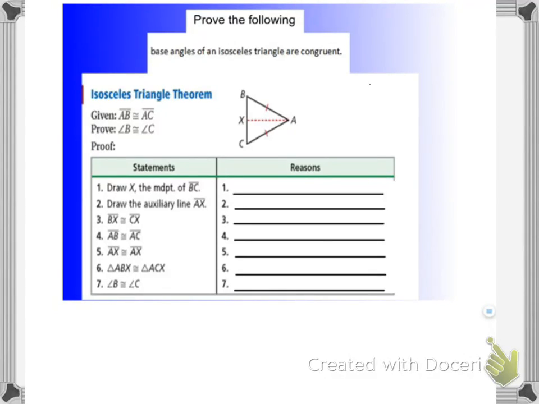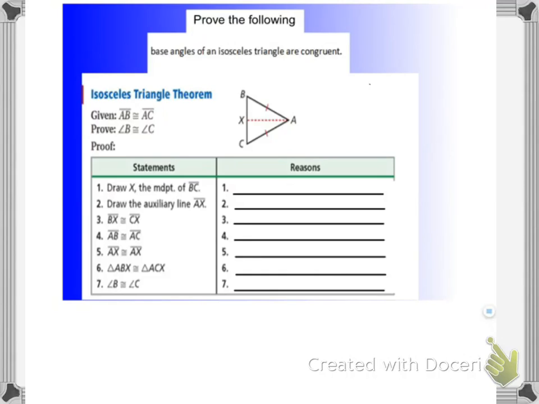Alright, we're going to be proving that base angles of isosceles triangles are congruent. We're given that AB is equal to AC, and we're going to prove that angle B and angle C are congruent.